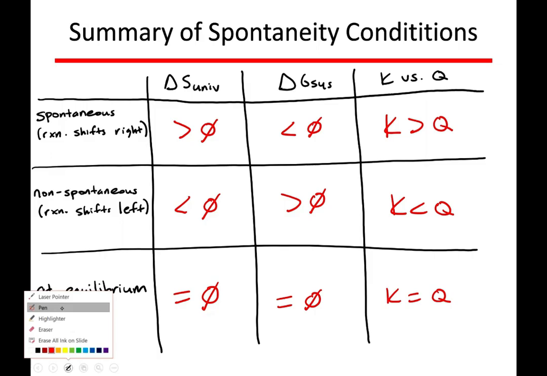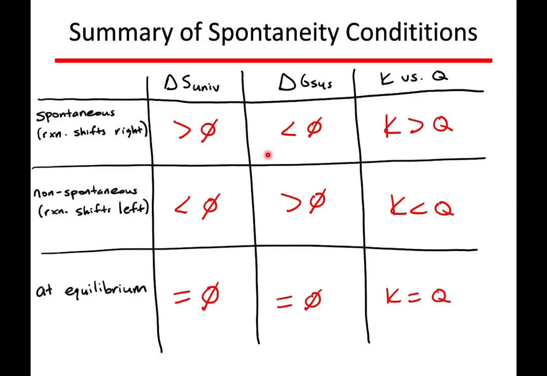All of these concepts are interconnected to one another. Whenever you have a situation where the delta S of the universe for a reaction is positive, then the delta G of the system for the reaction has to be negative. And you're also in a state where K is greater than Q. All of these things are connected to one another.